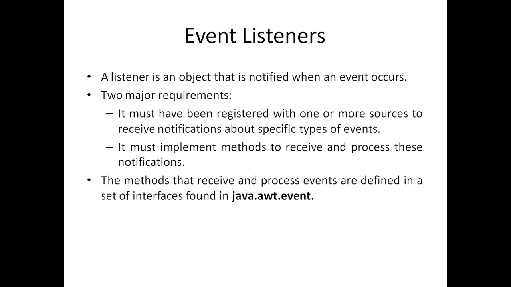Next comes the event listeners. A listener is an object that is notified when an event occurs. There are two major requirements for the listener. The first one, it must have been registered with one or more sources to receive notification about specific types of events. Second, it must implement methods to receive and process these notifications. The methods that receive and process events are defined in a set of interfaces which will be found in the java.awt.event package.